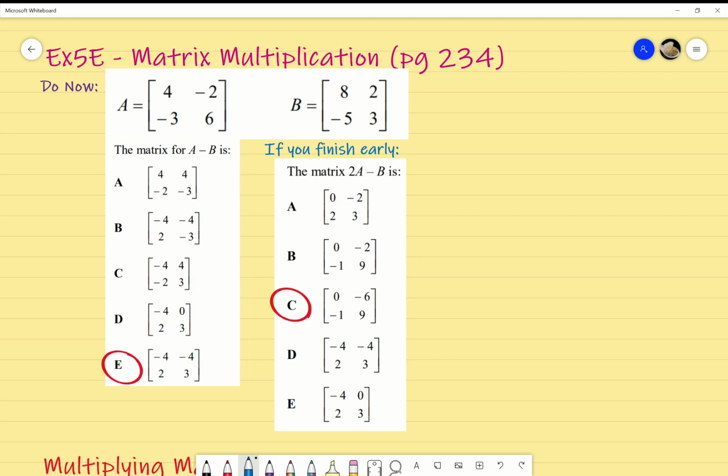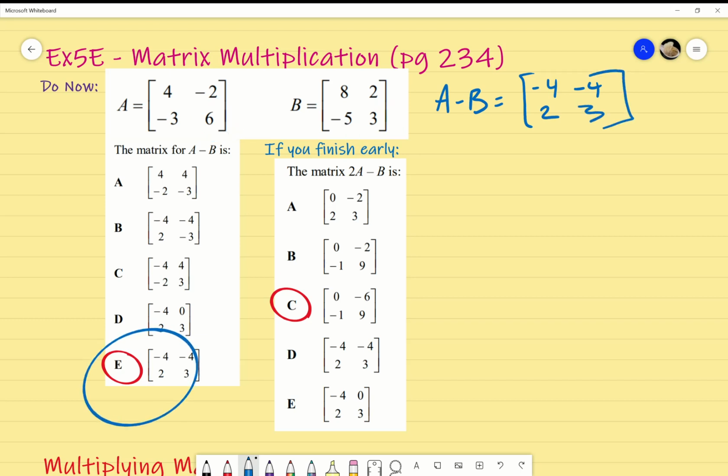In this case, if I'm going A minus B, I know that it's going to be 4 minus 8, which is negative 4. Negative 2 minus 2, which is negative 4 again. Negative 3 minus 5, in other words, negative 3 plus 5, which gives me positive 2. And finally, 6 minus 3, which gives me an answer of positive 3. And therefore, our answer is E. Pretty straightforward. Let's do question 2.